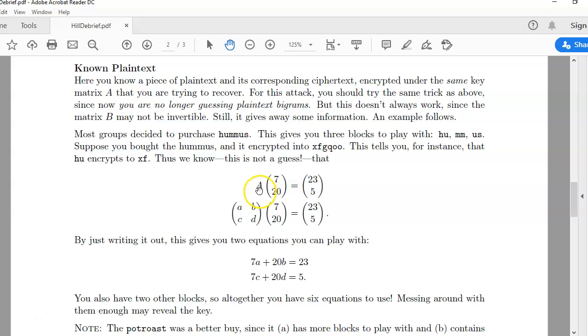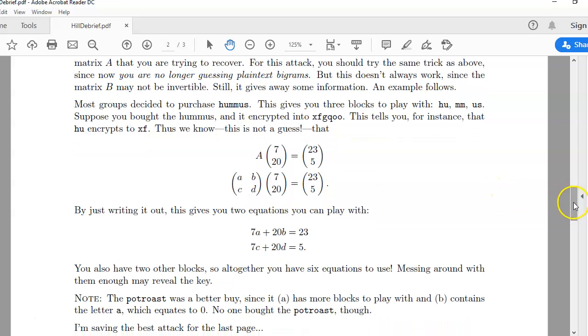So now you know that A times (7,20) is (23,5). Write out what A is. A is some mystery matrix with entries A, B, C, D, and do the math. This says 7A plus 20B is 23. That gives you an equation. It also tells you that 7C plus 20D is 5. You now have 2 equations to play with.